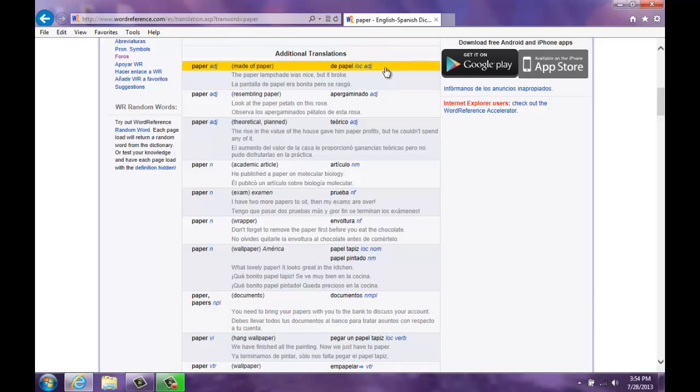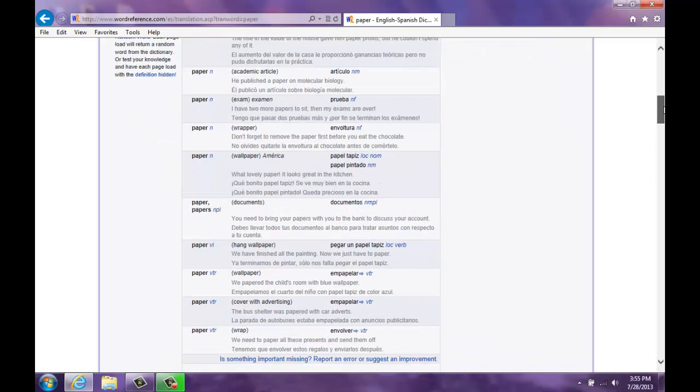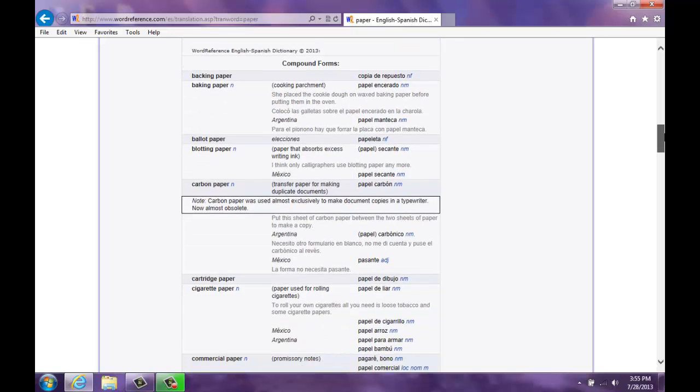As you go further down the page, you can see that there are additional translations, such as made of paper, which would be de papel, if you're using it as an adjective, or you could say wrapper, which is envoltura, which is a type of wrapper on a chocolate, or candy of some sort. You could even say wallpaper, which is something that people might need to use. Even further down the page, there's compound forms.